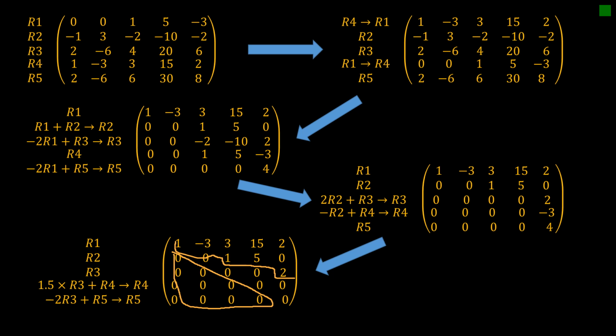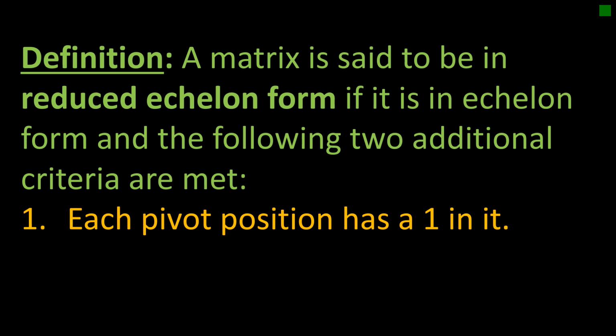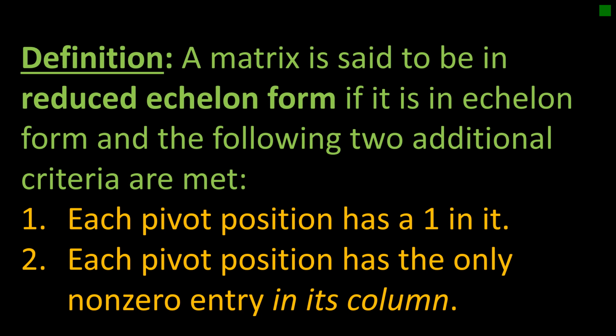So we've succeeded in putting that in row echelon form. A matrix is said to be in reduced row echelon form. This is very important. If it is in echelon form and the following 2 additional criteria are met. So we put the thing in echelon form, but then we do some other things to it. The first thing we do is we make each pivot position have a 1 in it. So all those non-zero entries, we just got to turn them into 1s. And then, each pivot position has the only non-zero entry in its column. So we don't just want zeros below the pivot, we now want zeros above the pivot.